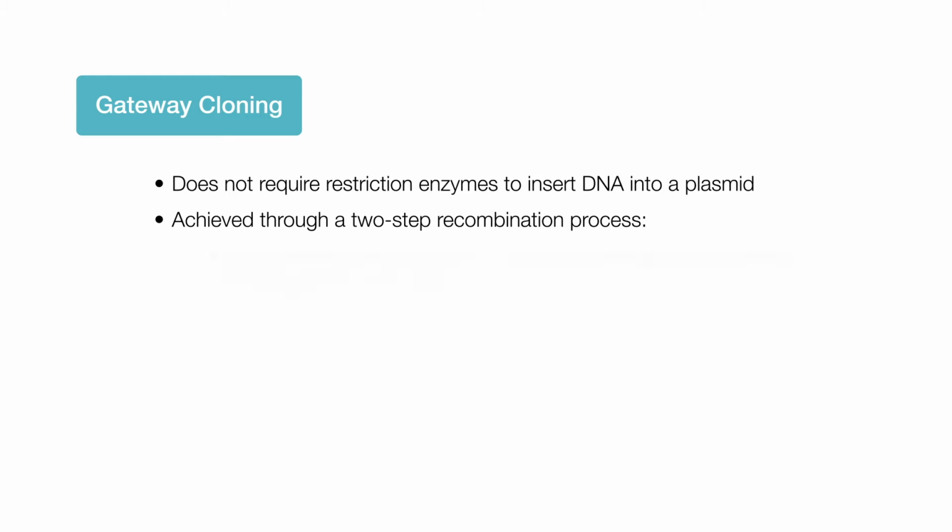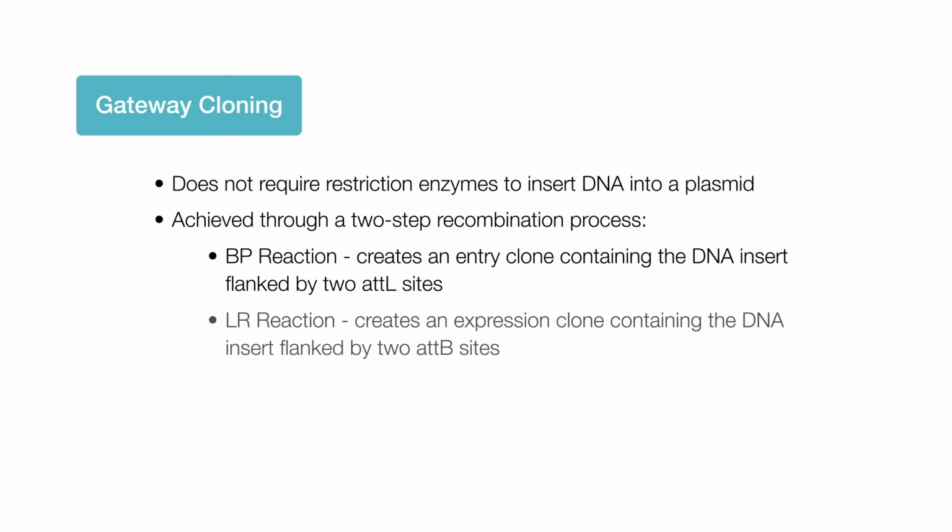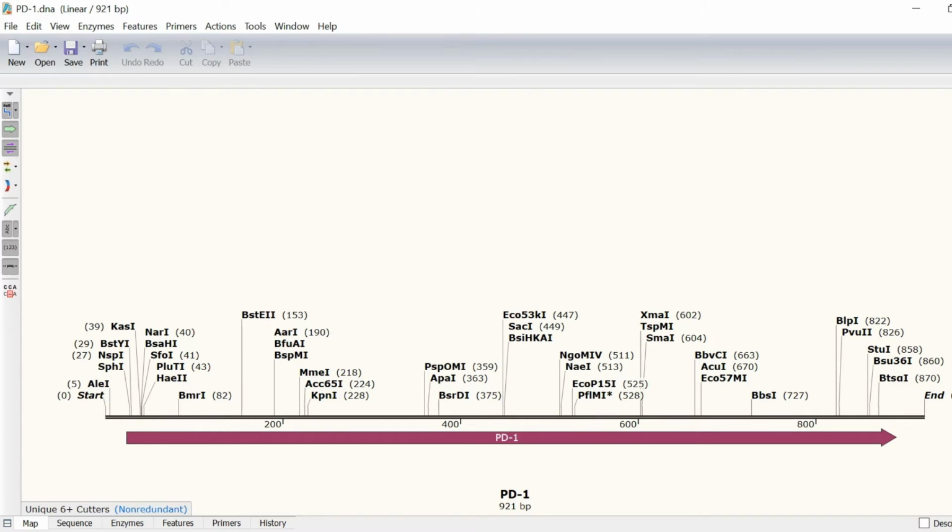The first is the BP reaction, which creates an entry clone containing the DNA insert of interest that is flanked by two attL sites. The second is the LR reaction, which creates an expression clone containing the DNA insert of interest flanked by two attB sites. For further details around the concept of gateway cloning, check out the SnapGene website. Let's now dive into SnapGene and simulate an example.